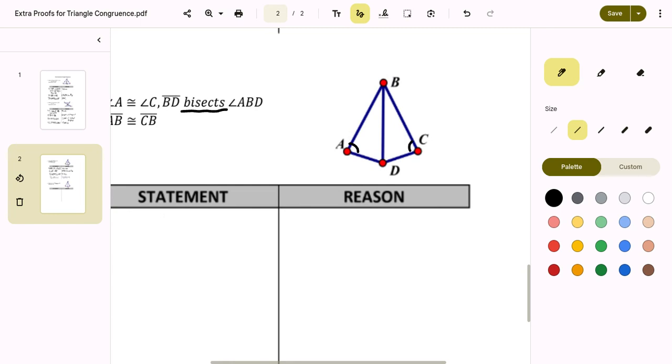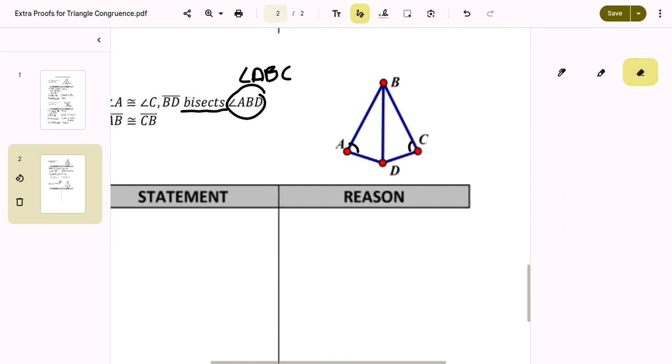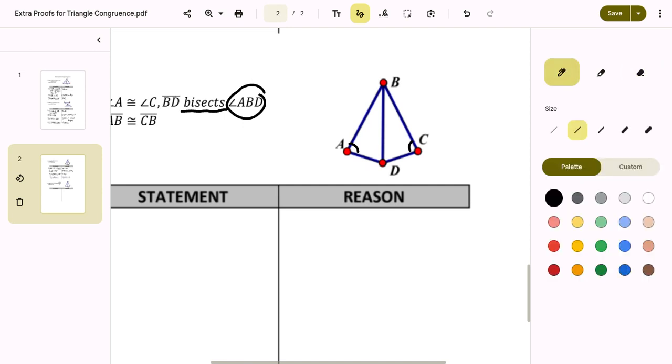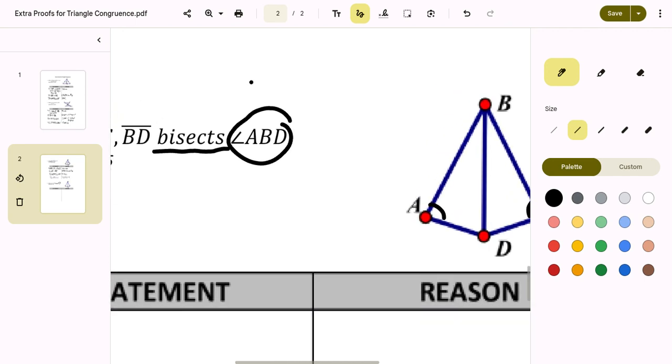That should be ABC, not ABD. So I'm going to correct that here real quick. I'm sorry that that is incorrect in there. I missed that earlier. So instead of ABD, we're going to change this to be angle ABC. My apologies for that mistake right there.